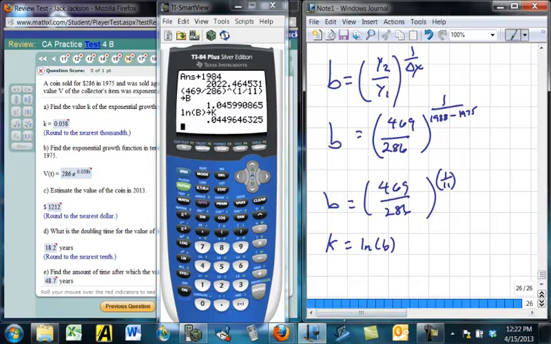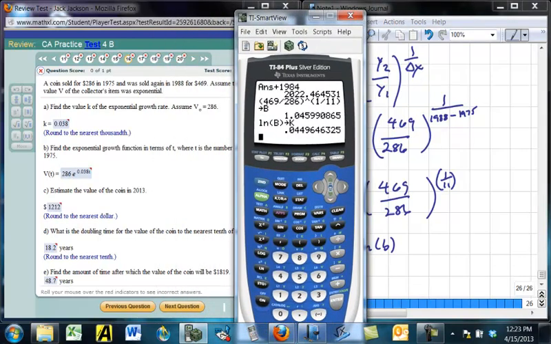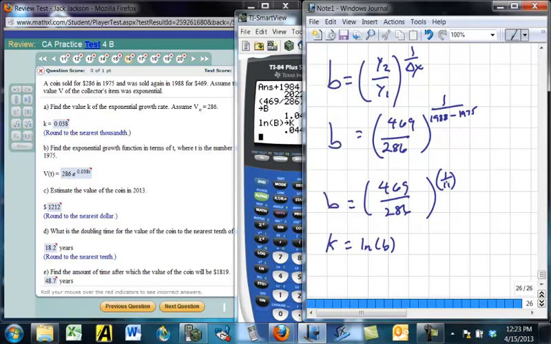Okay. Now, they got a different value. Let's make sure I don't have a typo here. 469 divided by 286. Oh, it's not 11 years. It's 13 years. So that's 1/13. Let's start over again.